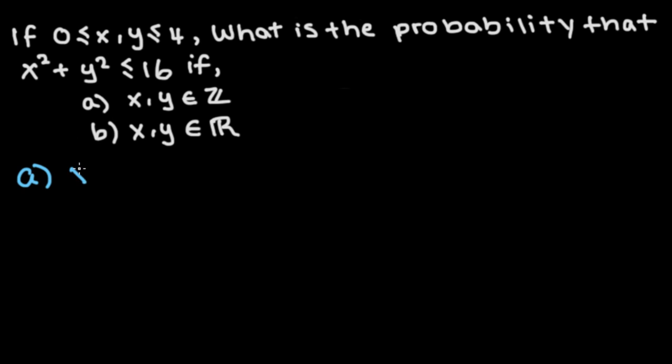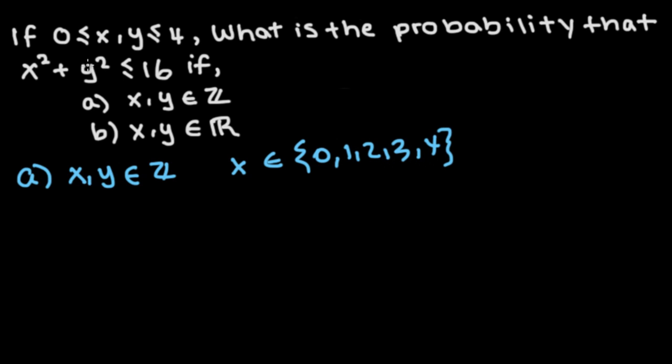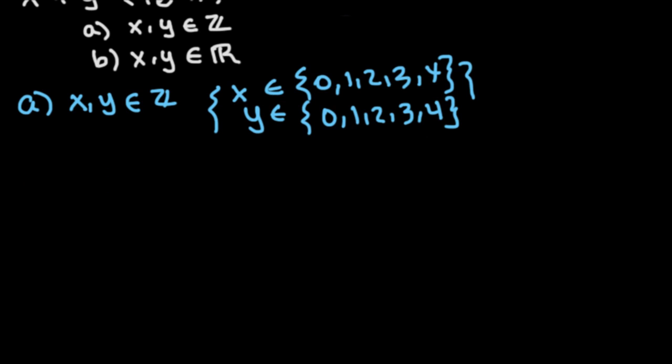So when x and y are both integers, we have a limited number of cases for points x and y, which means that x can be 0, 1, 2, 3, or 4 from this restriction right here. And y also can be 0, 1, 2, 3, or 4. So to look at the number of cases where x squared plus y squared is less than or equal to 16, we're going to make a chart to show that.